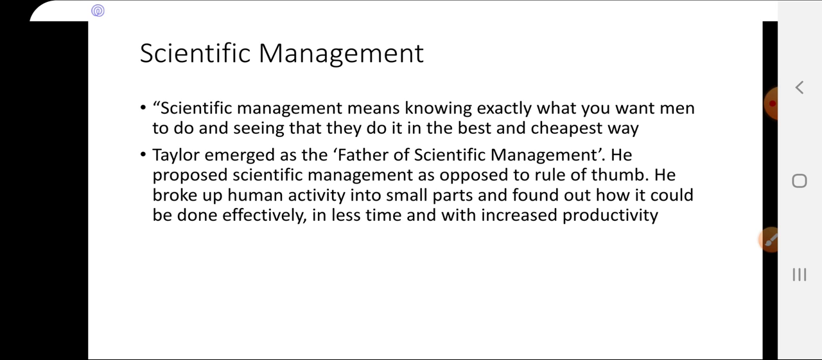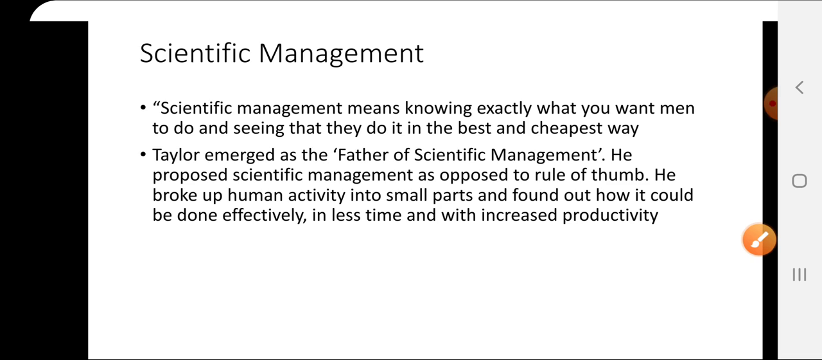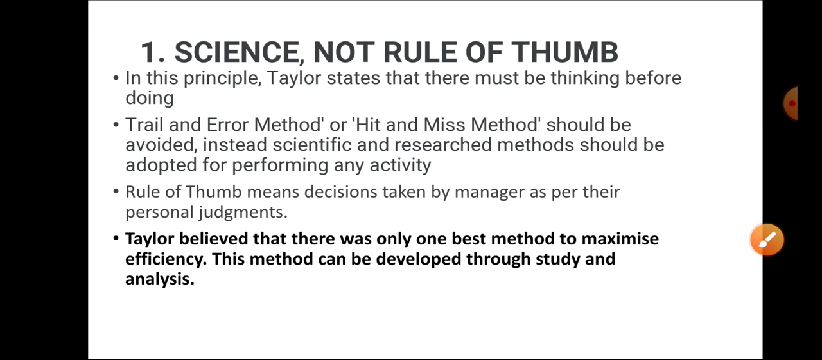Therefore, scientific management implies nothing but the application of science to the management of business units. It aims at replacing the traditional methods. Okay, so I hope it is now clear what scientific management is. Now let us move ahead with the first principle, that is science, not rule of thumb.